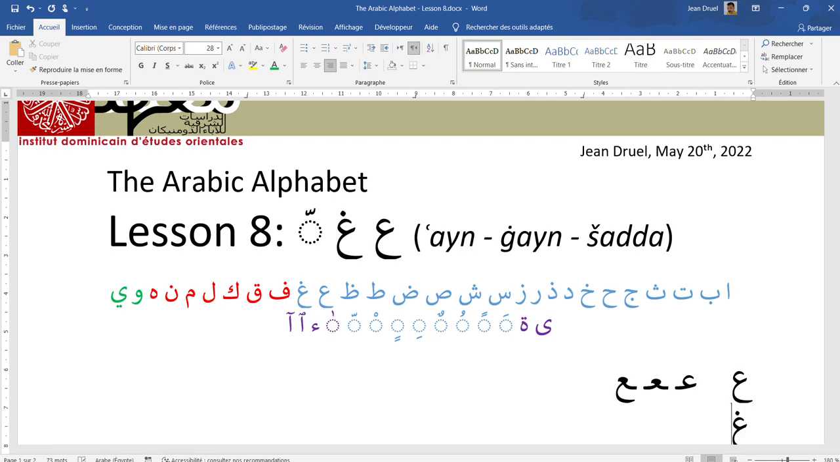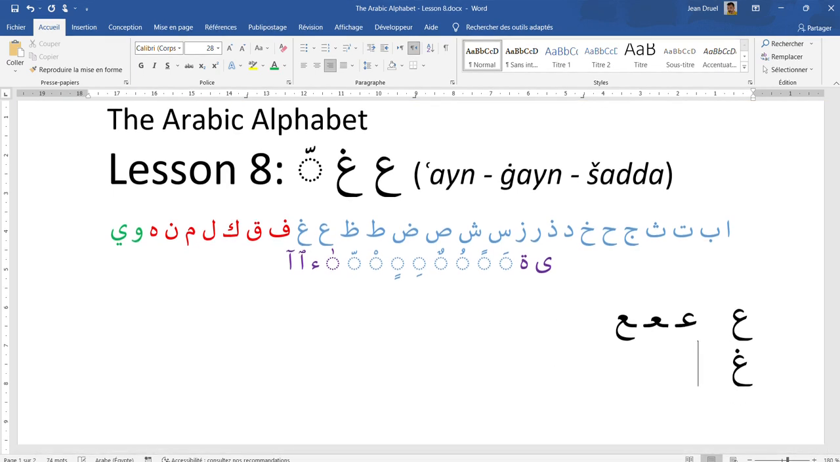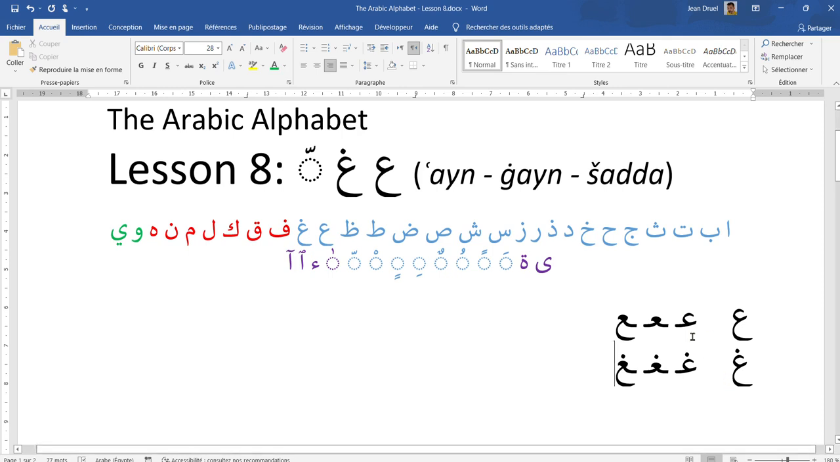And then, with no surprise, this is easy to imagine. This is the isolated form, the initial form, the middle form, and the ending form. So this is no big deal. It's easy to spot in the word, I may say. Just the pronunciation is a bit strange for an English speaker. So ʿa, ʿa, ġa, ġa.